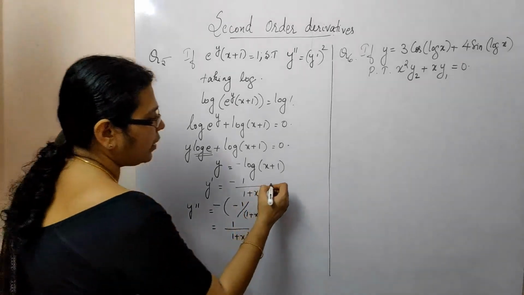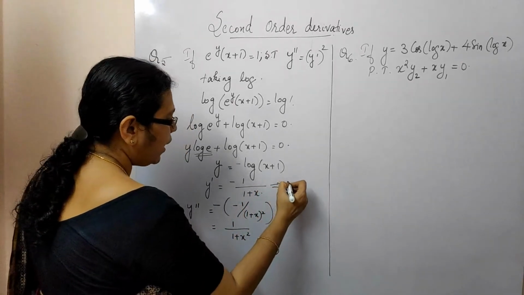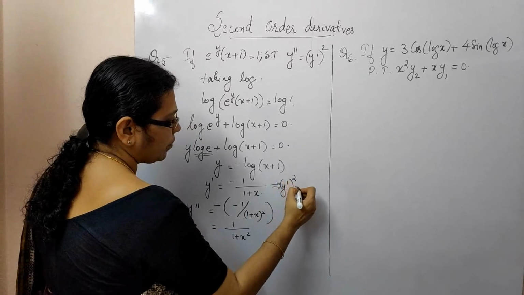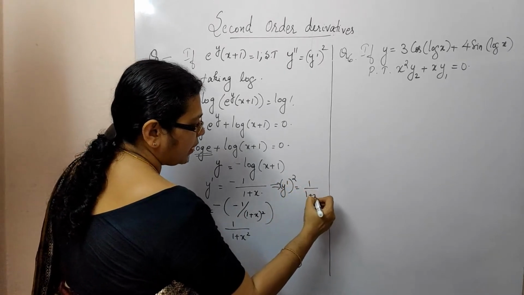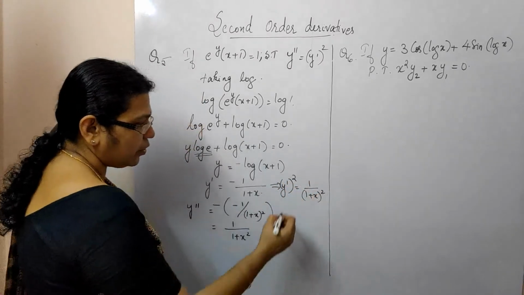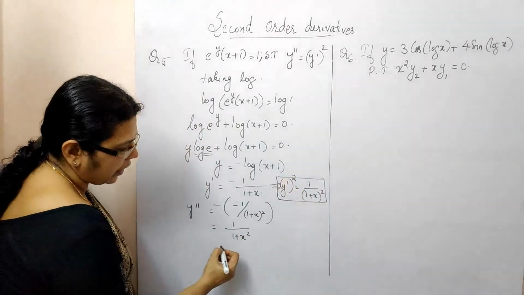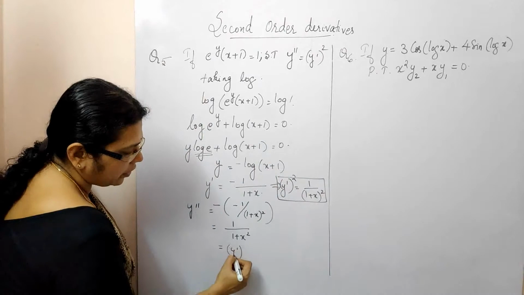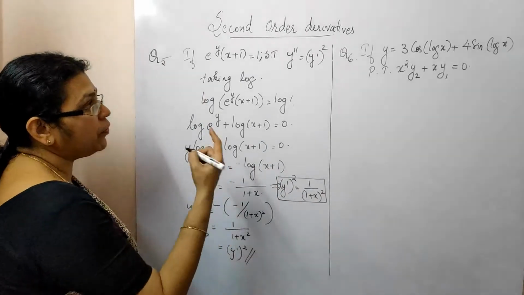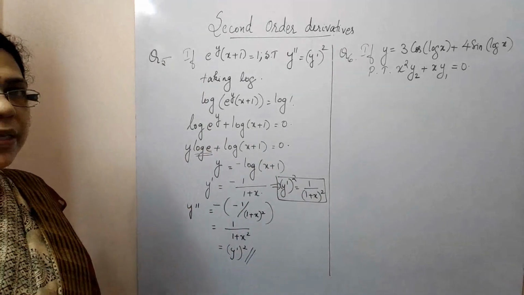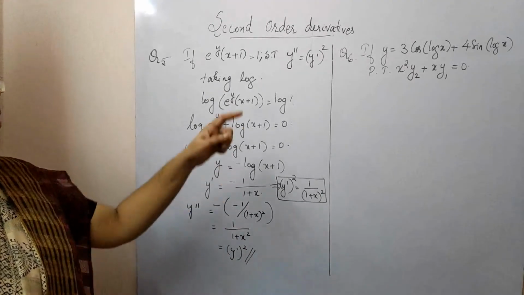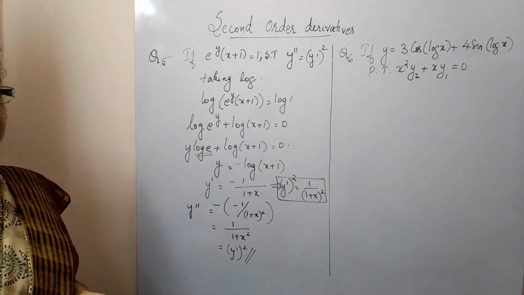Now, from here, this implies y dash the square is what? 1 by 1 plus x the whole square. Is it or not? So, taking into consideration this part, I can write this as y dash the square. Isn't this the proof? Got it? Yes. Now, I move on to the next question.